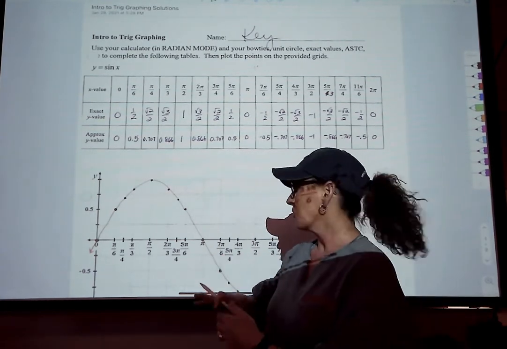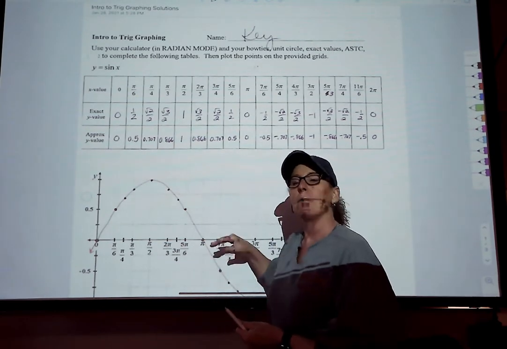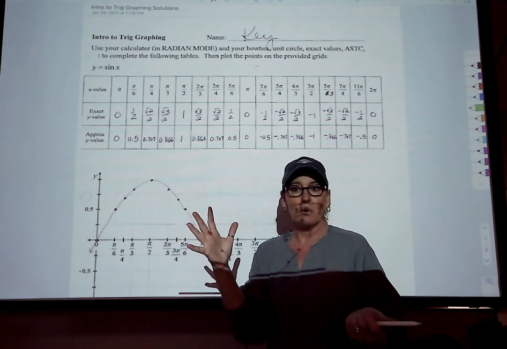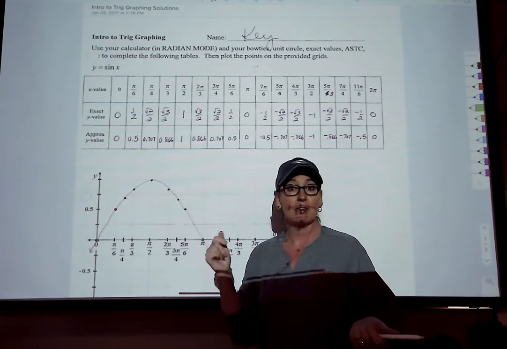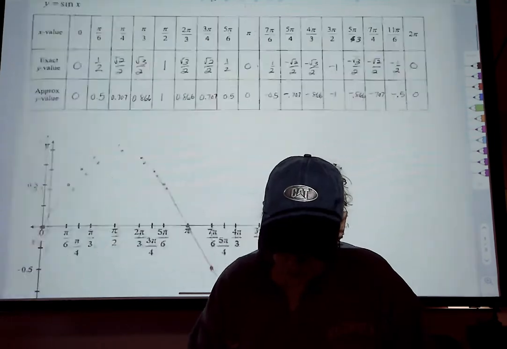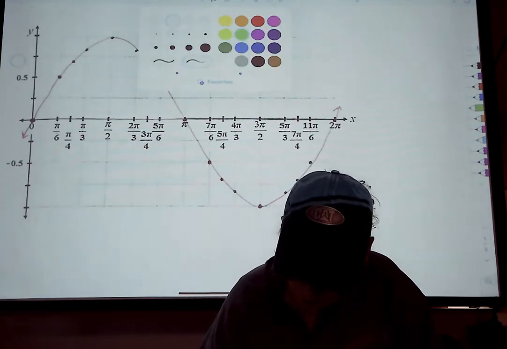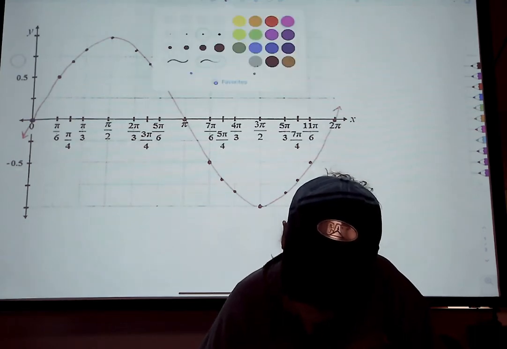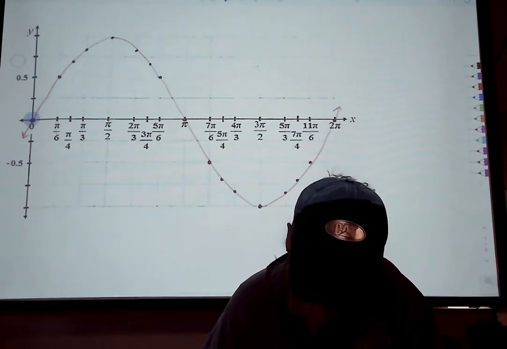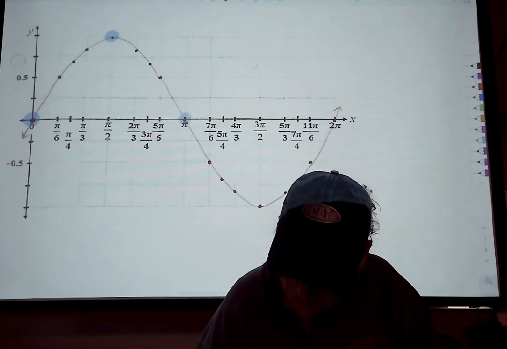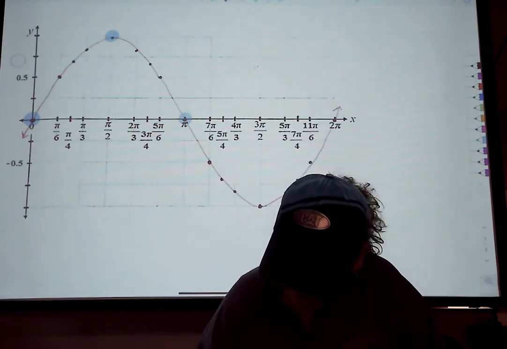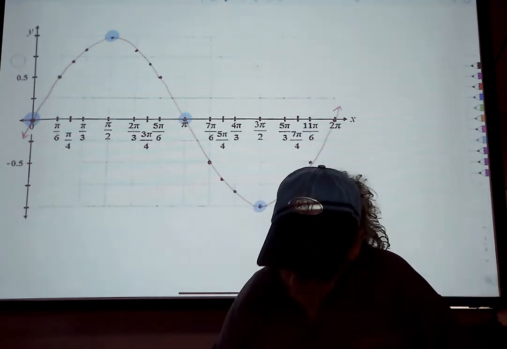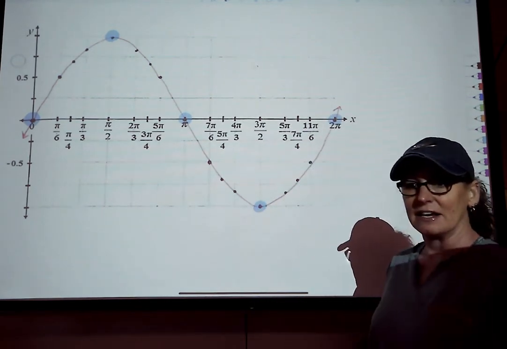I want you to memorize this graph, but you only have to memorize 5 of the 16 points to be able to quickly draw this graph. The points that I want you to memorize are where it starts, where it peaks, where it comes back down and hits the x-axis, where it has its minimum, or I sometimes say where it valleys, and then where it comes back and hits the x-axis again.